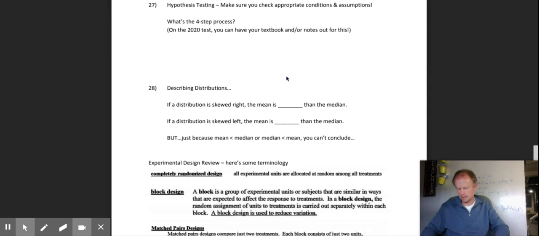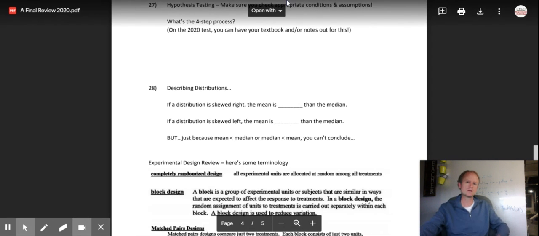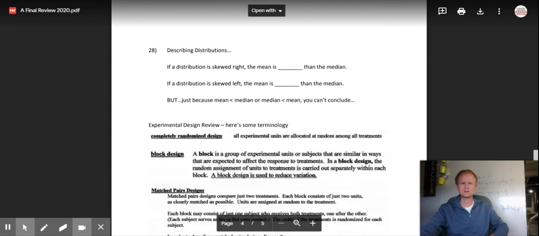You do need to be careful. Just because the mean is less than the median or the median is less than the mean, we can't necessarily conclude the shape of the distribution. You don't know necessarily that there's a strong skew. It could be a bimodal distribution, something like that. So just a little caution there.